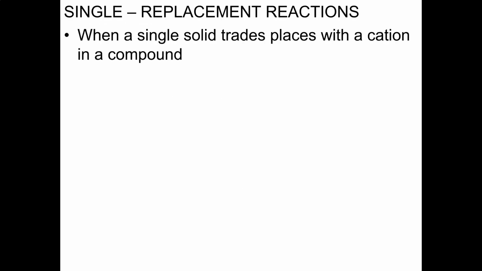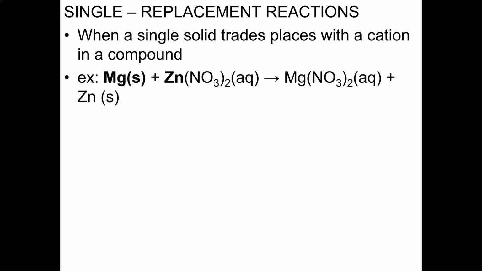Single replacement reactions, when a single solid trades places with a cation in a compound. So you have an element by itself in solid form, magnesium in this situation, and the magnesium and the zinc trade places. This and this trade places to produce magnesium nitrate. Notice nitrate was with zinc, now it's with magnesium. And the zinc, which was in the compound, now is by itself as a solid. So they just trade places. That's what single replacement means.